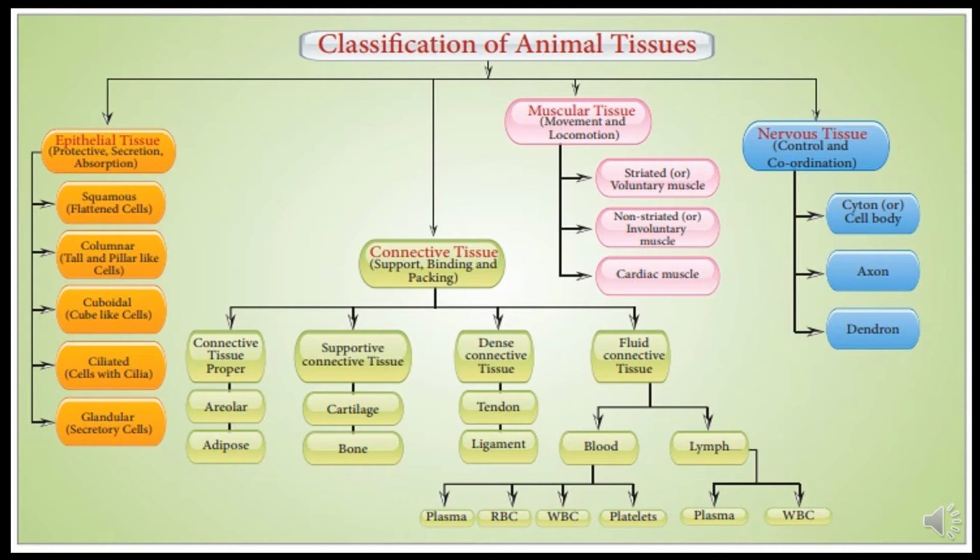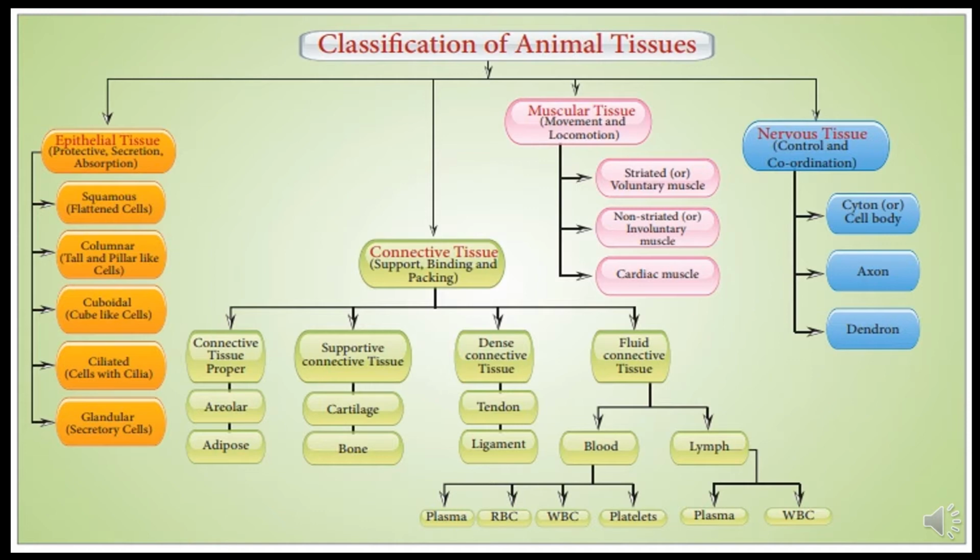The second important type of tissue is connective tissue. This is a kind of tissue which connects or binds various other types of tissues and organs. Hence, it supports and also plays the role of a packaging tissue in our body. It is of 4 further types: connective tissue proper, which is loose connective tissue, areolar and adipose; supportive connective tissue, cartilage and bone; dense connective tissue, tendon and ligaments; and fluid connective tissue, of 2 types, blood and lymph.